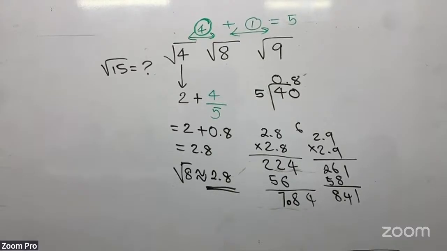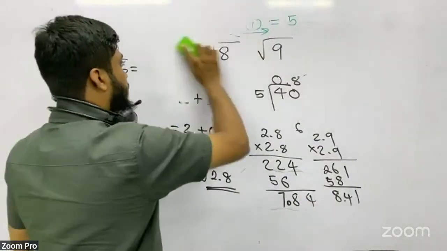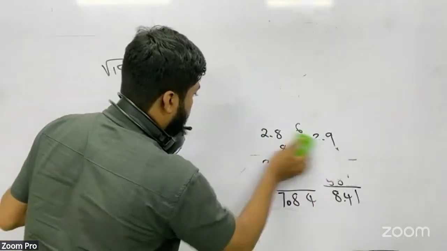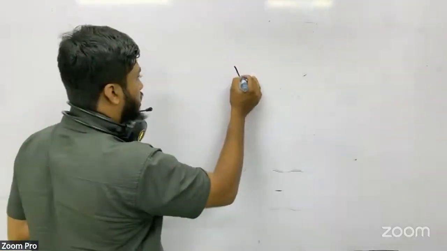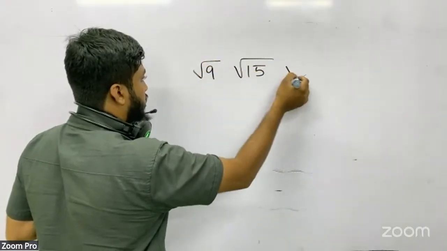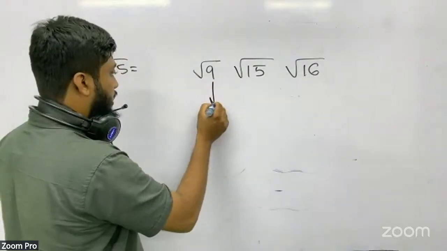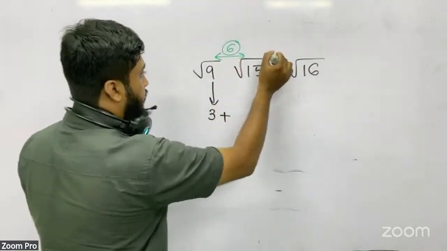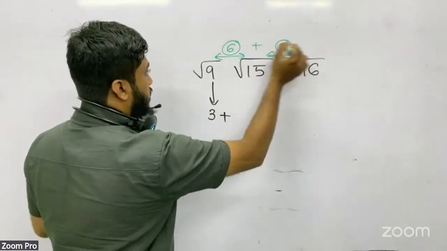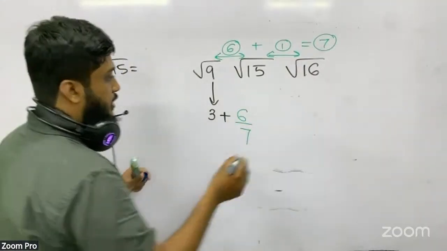Okay, got the answer? Right? Okay. Now we'll see what is there for square root 15. When you come for square root 15, you have to do it like this. For square root 15, you have to write the before and after, square root 9 and square root 16. Is it correct? So square root 9 you can write as 3 plus, we have to write the fraction. What is the fraction? 9 to 15, what is the gap? 6. 15 to 16, what is the gap? 1. So 6 plus 1 equals 7. Then I have to write the fraction as 6 over 7. So I have to divide 6 by 7.